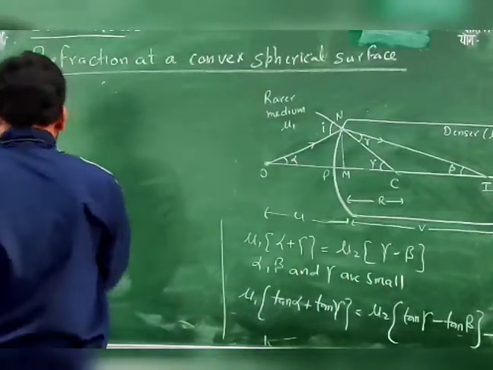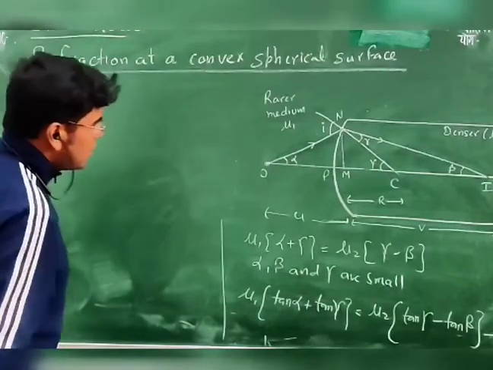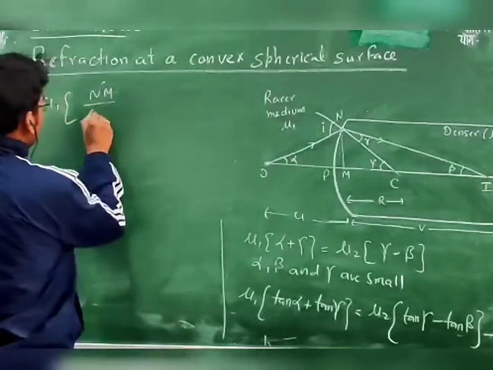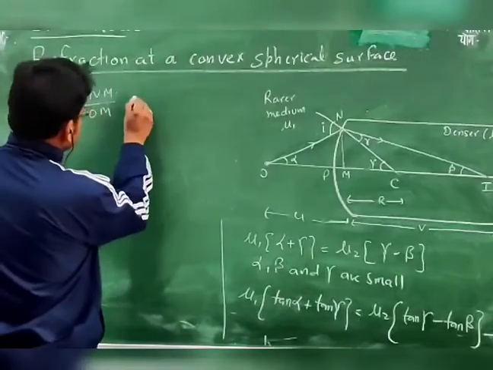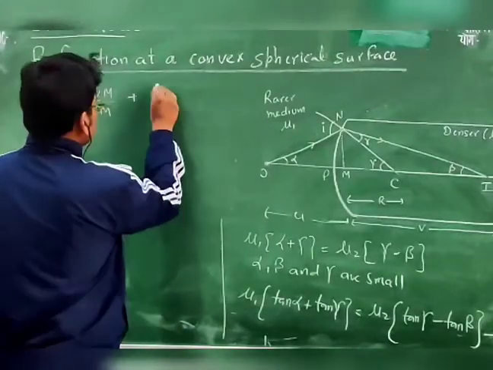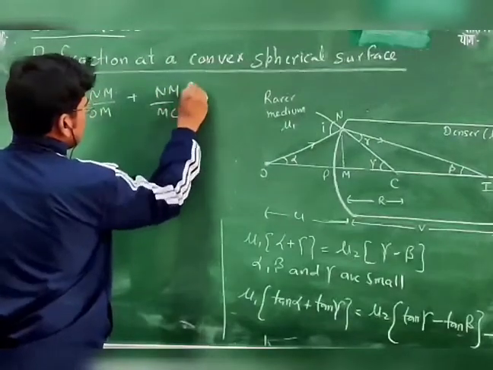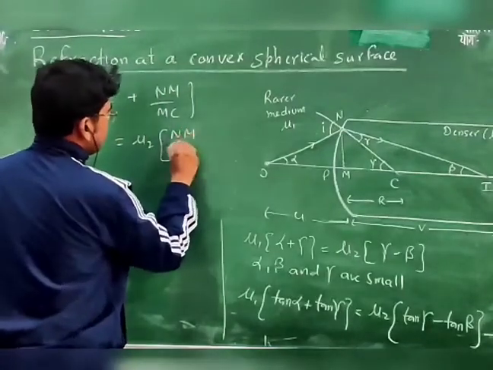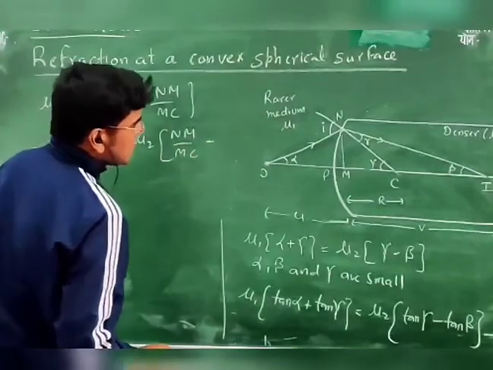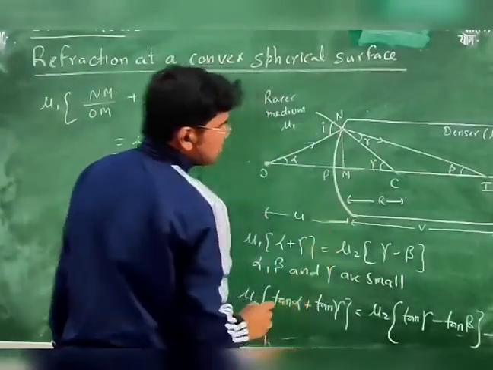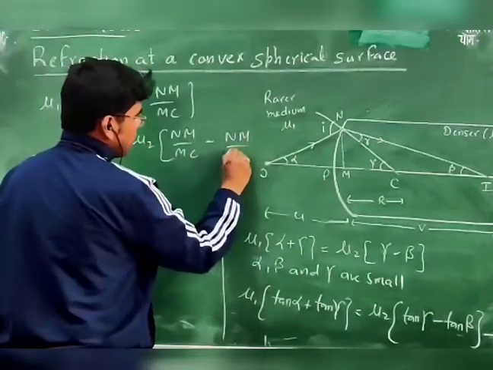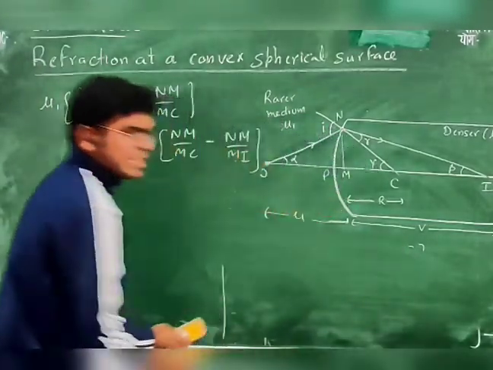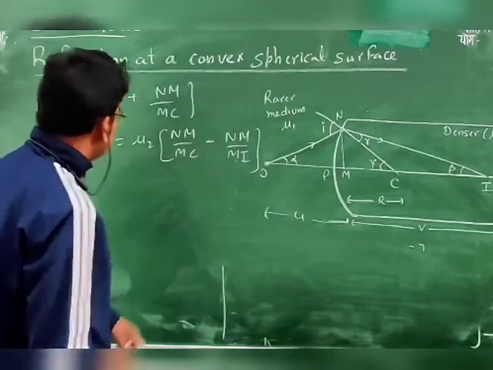Mu 1 into tan alpha, from the triangle, that is NM upon OM, plus tan gamma, that is NM upon MC, equals mu 2 into tan gamma, as usual NM upon MC, minus tan beta, that is NM upon MI. NM can be cancelled from both sides, and the rest of the values we will place with their dimensions. So I write the values separately for you.